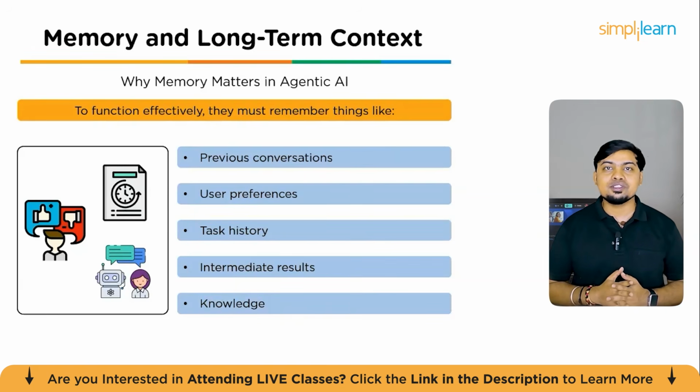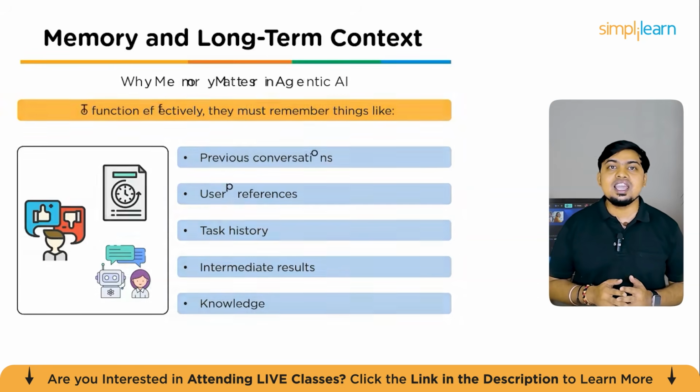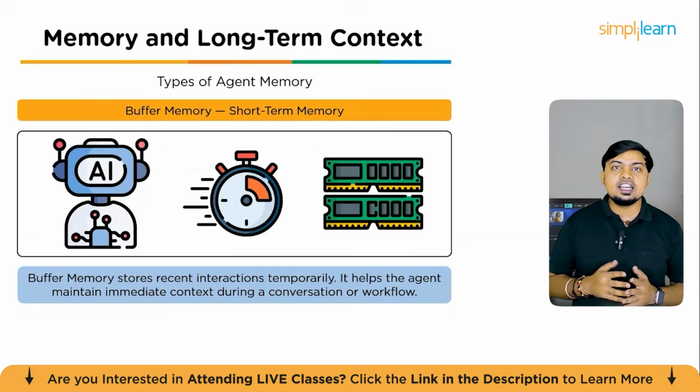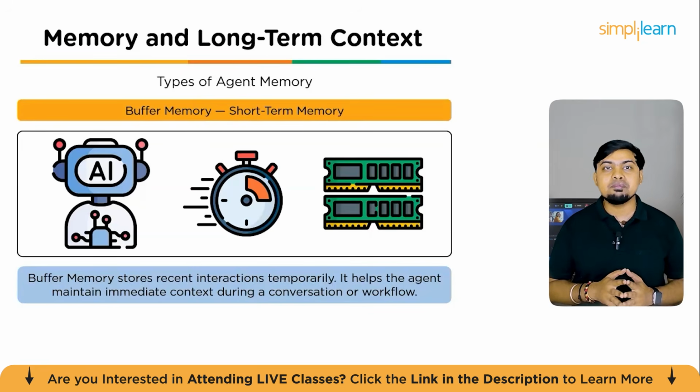Now, let's go through types of AI agent memory. Let's talk about different types of memory architectures used in modern agent systems. Each type serves a different purpose. Let's discuss the first one, buffer memory, which is essentially short-term memory. This stores recent interactions temporarily. It helps the agent maintain immediate or intermediate context during a conversation or a workflow.